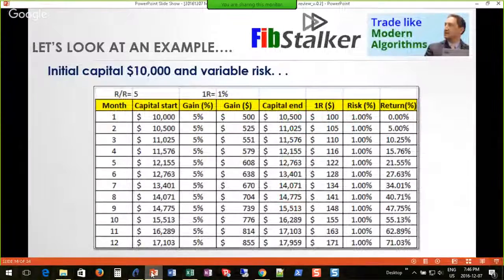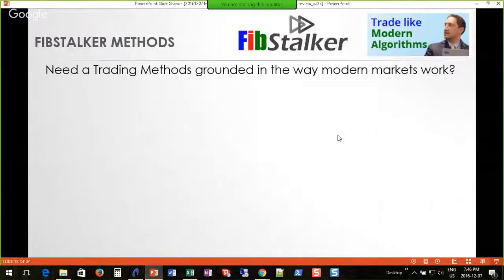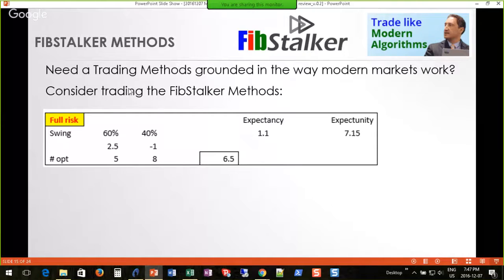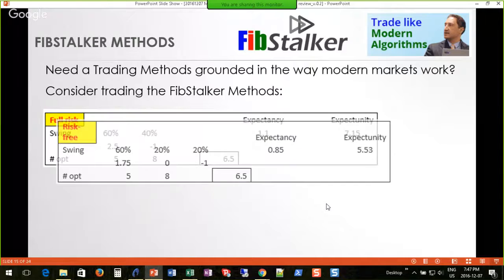Okay, so this is the idea here, and if you need a trading method regarding the way market money works, here are some of the expectancy and expectunity that we get when we use the full risk. The basic swing gives us 60% winners, 40% losers, and they're distributed more or less like this. So we have between 5 to 8 opportunities every month. And typically a winner is 2.5 times the loser. So this gives us an expectunity of 7.15, which on average is very close to that 5 units of risk that we need.